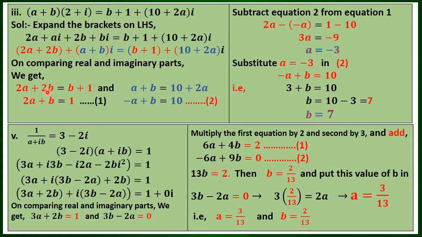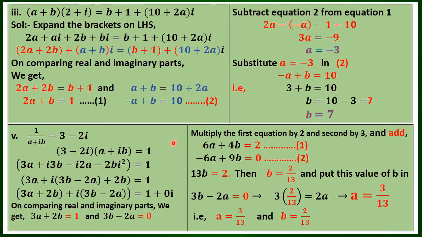2a plus b, 2b minus b is equal to 1. And minus a plus b is equal to 10 plus 2a; means 2a can be taken to the left, then it will be a minus 2a, that is minus a plus b is equal to 10. So we got two equations. Now we will solve these equations to get the value of a and b.